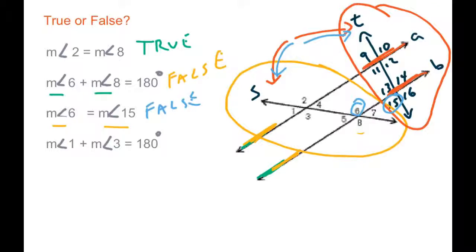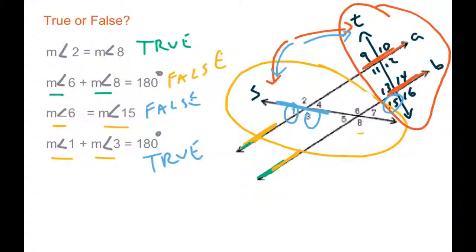And then lastly, the measure of angle 1 plus the measure of angle 3 equals 180. So we're saying that they're supplementary. So 1 is right here, 3 is right here, and they are next to each other on a straight line, so they do add up to 180. They are supplementary, so that is true.